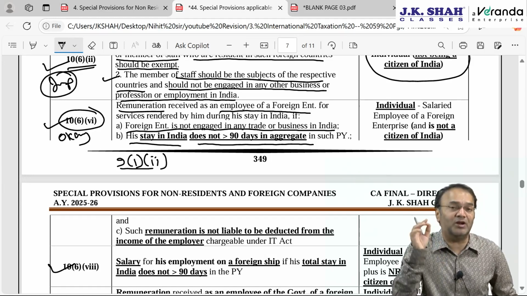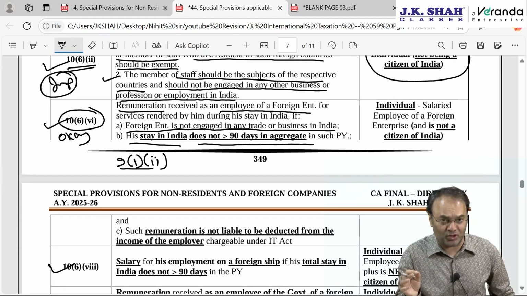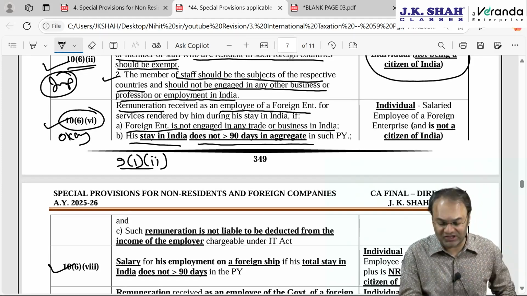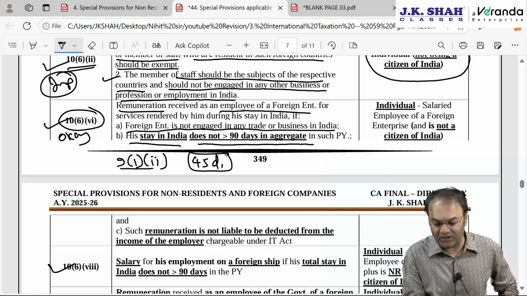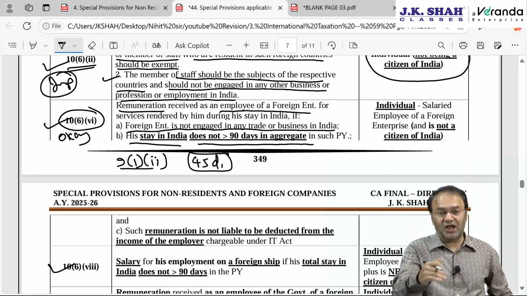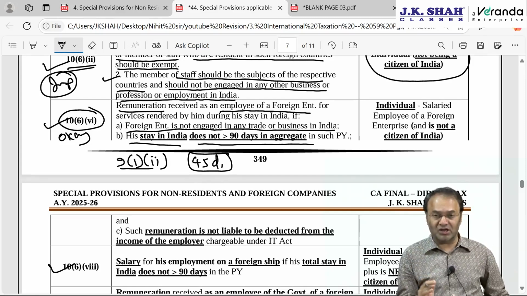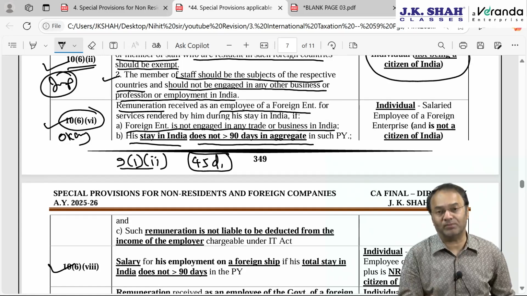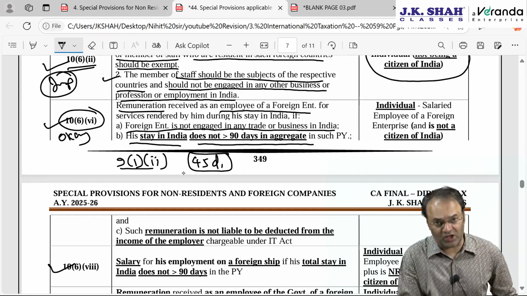Whether salary is paid by the Japanese company Suzuki Motors Corporation Limited or by an Indian company, for that much period, say he stayed in India for 45 days, which is 1.5 months, during that period salary is paid by Maruti Suzuki in India, or by Maruti Udyog, the Indian company, or by Suzuki Motors. Come what may, whosoever pays, salary is deemed to be accruing or arising in India.